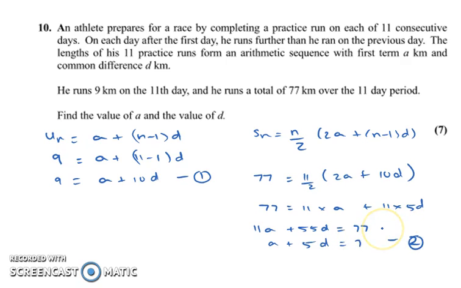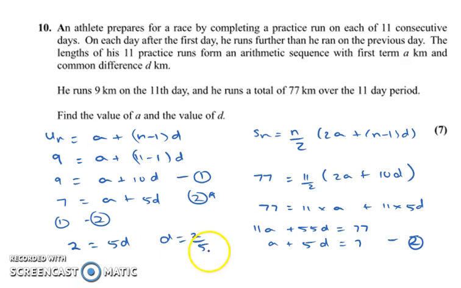So we've got two equations now. If we can solve both of them for a and d, so we've got 7 equals a add 5d. If we do equation 1 take away equation 2, we're left with 2 equals 5d. So d equals 2/5. We stick this back into either equation.